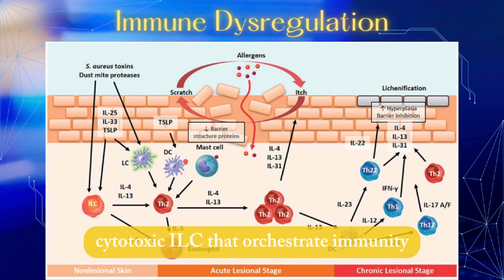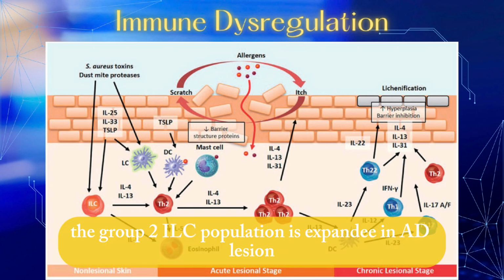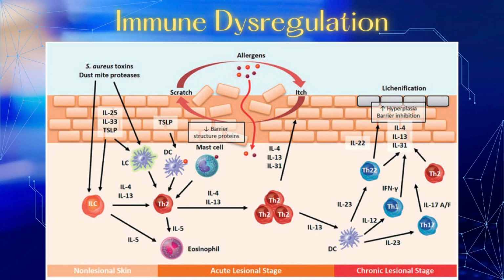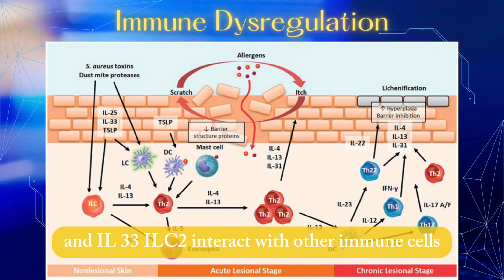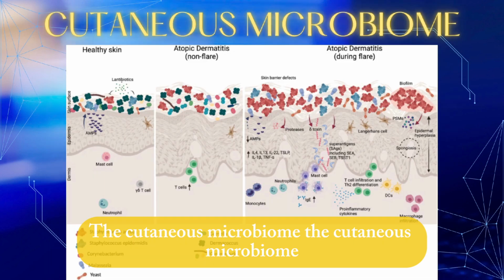Innate lymphoid cells. The innate lymphoid cell family includes natural killer cells and three groups of non-cytotoxic ILCs that orchestrate immunity, inflammation, and homeostasis in multiple tissues. The ILC2 population is expanded in AD lesions and stimulated by TSLP, interleukin-25, and interleukin-33. ILC2s interact with other immune cells, mast cells, and eosinophils in the skin to promote Th2 type inflammation in a T-cell independent manner.